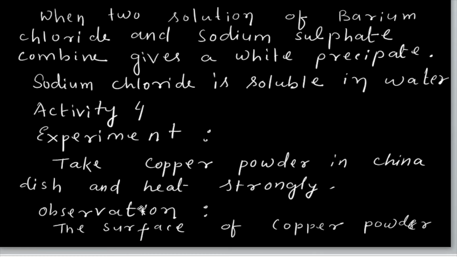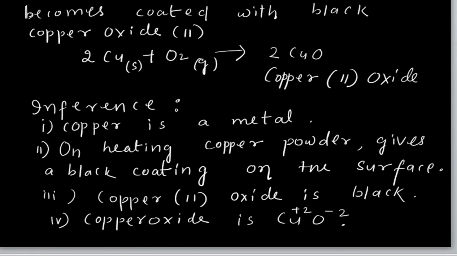The surface of the copper powder becomes coated with black. Now see, copper powder is a light brownish color, because it is the color of copper. When you heat this copper, a solid powder, with oxygen gas with the help of heat, you heat it. What will you do? You will heat. Otherwise, only writing a mix has no meaning. You should heat it.